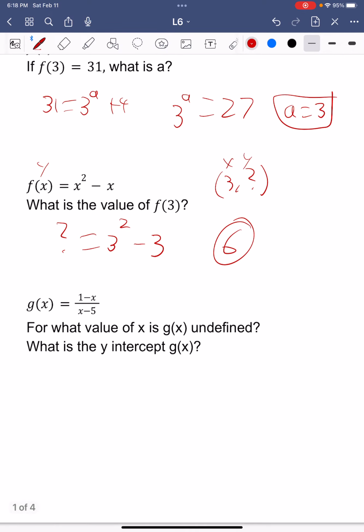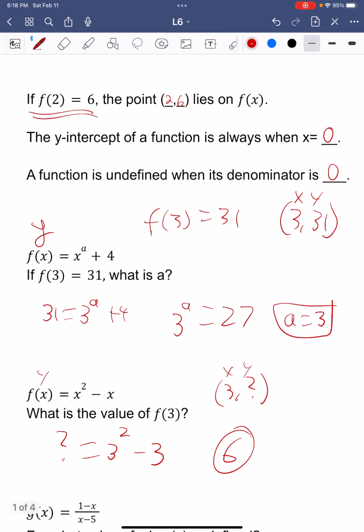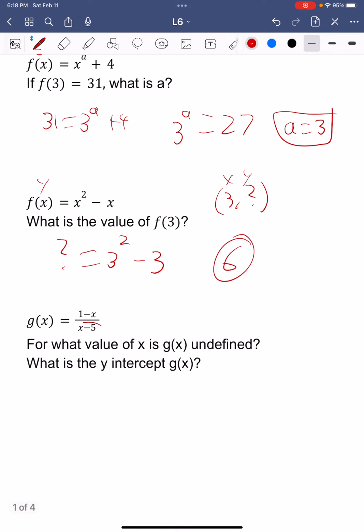For what value of x is g of x undefined? Using our third fact that we learned up here, a function is undefined when its denominator is 0. So looking at this denominator here, we have to plug in some value of x that makes this equal to 0. Well, that's when x is 5.